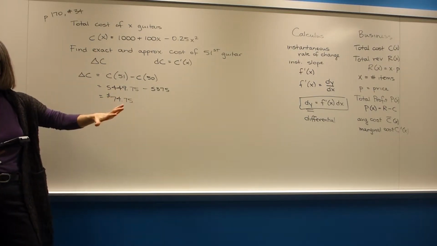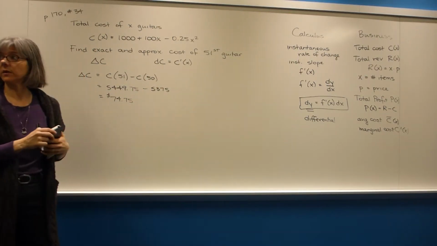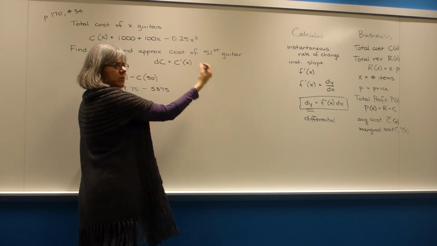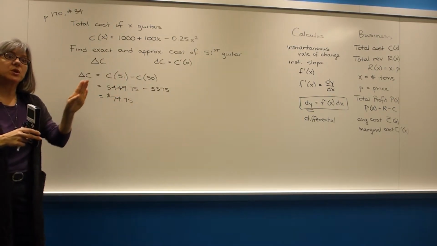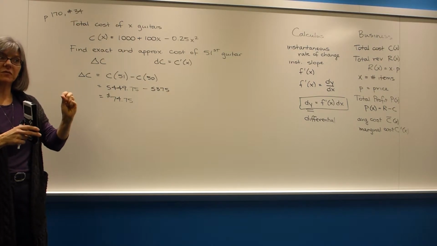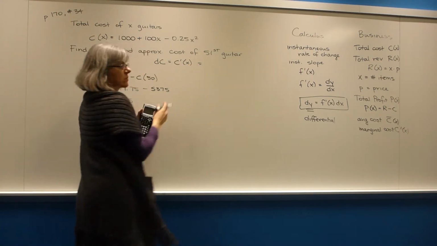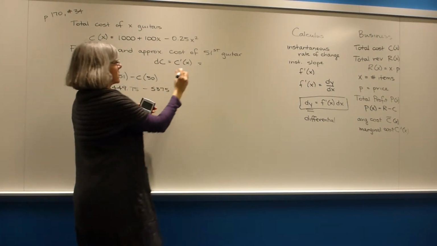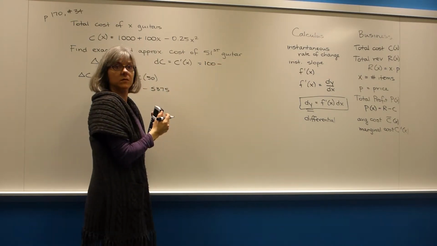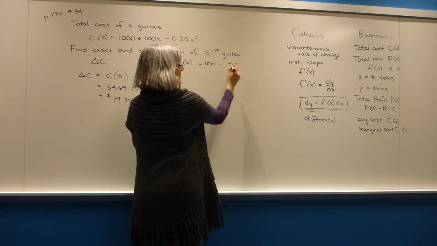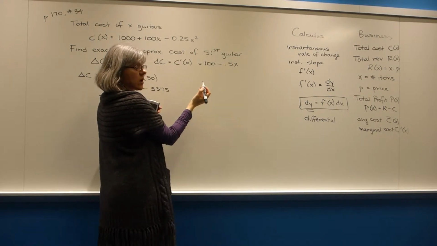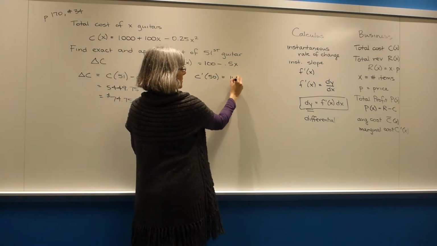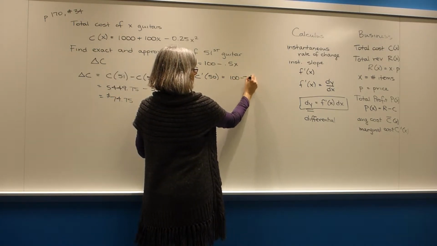Okay, let's look at the projected cost. Projected cost just says find the derivative and plug in what? Not 51st, but your starting point. I'm starting at 50. I'm going to project what happens for 51. So you have to plug in 50, your starting point. So here, what's the derivative? Should be easy. 100 minus 0.5x. So if I want to know the approximate cost of the 51st guitar, I'm going to put in 50. 100 minus 25 is 25.